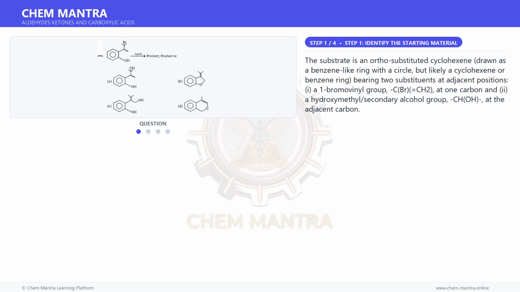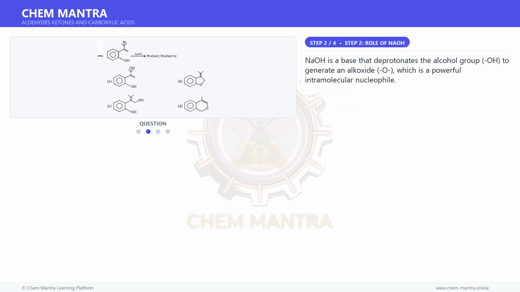The substrate is an ortho-substituted cyclohexene, drawn as a benzene-like ring with a circle, but likely a cyclohexene or benzene ring, bearing two substituents at adjacent positions: a 1-bromovinyl group, C(Br)=CH2, at carbon 1, and a hydroxymethyl secondary alcohol group, CH(OH), at the adjacent carbon 2. Moving on to the next step.